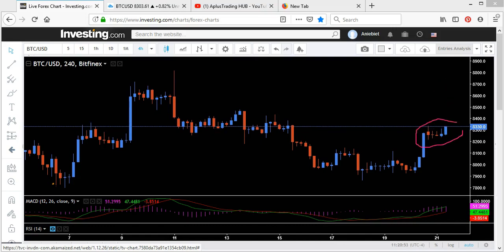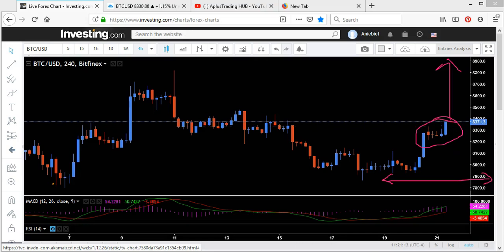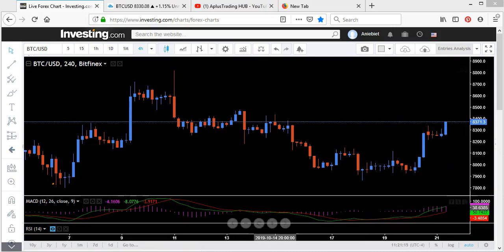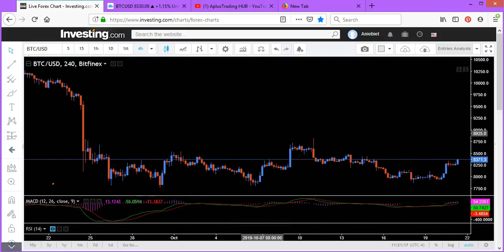You buy Bitcoin from here, and your stop loss will be down here, and your take profit will be above there. So you see how I'm using the MACD indicator as a second opinion tool. That is how you should be using your indicators. You use them to check out what price is doing. You don't just base your analysis on your indicators.